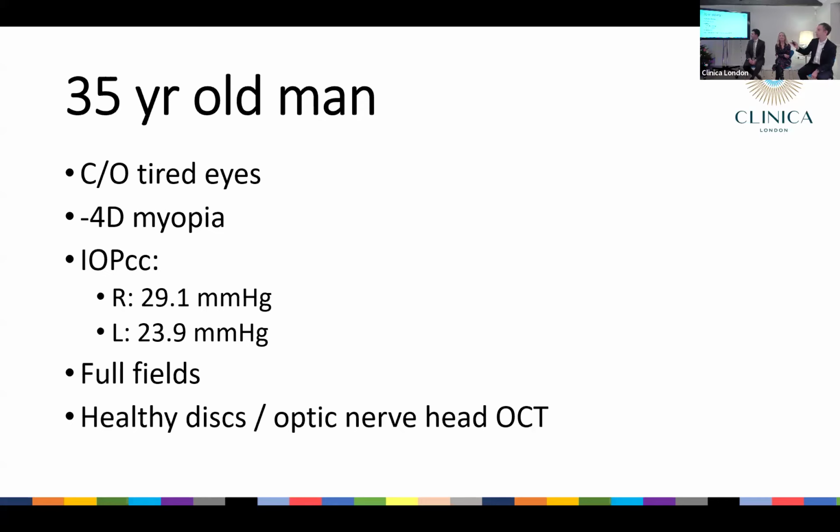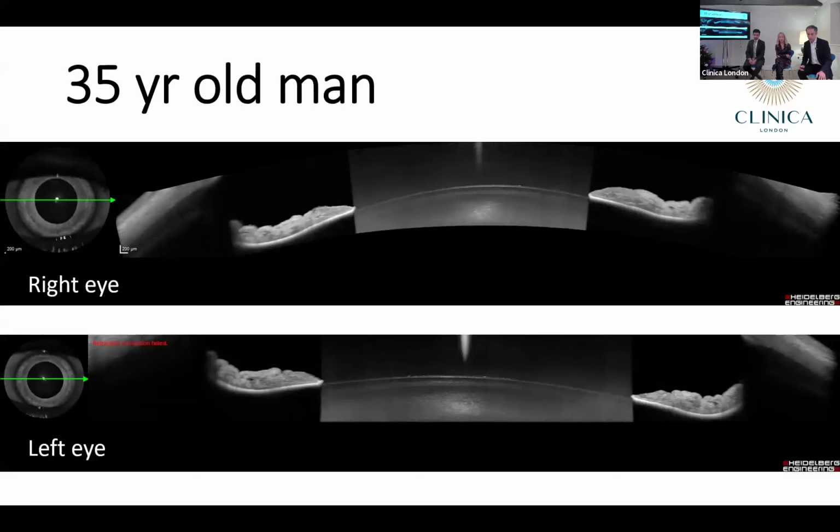But he also had high pressures, and when I saw him, we used the ocular response analyzer at Clinica. His pressures were 29.1 and 23.9 millimeters of mercury, but he had full fields and he had normal discs. All of those things Minak talked about, the Bruch's membrane opening minimum rim width, the circumpapillary retinal nerve fiber layer, and the ganglion cell layer were all normal. But these were his anterior segment OCTs. So would anyone like to say what the diagnosis is on the basis of those anterior segment OCTs?